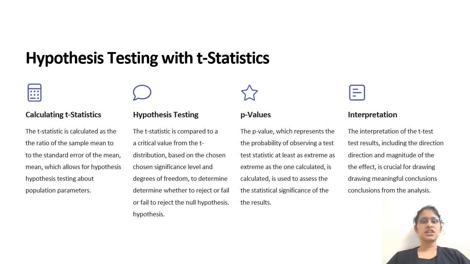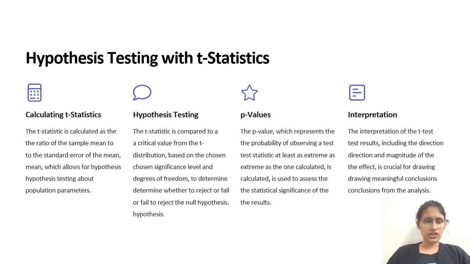Hypothesis testing with t-statistics. Calculating the t-statistic. The t-statistic is calculated as the ratio of the sample mean to the standard error of the mean, which allows hypothesis testing about the population parameters. Hypothesis testing. The t-statistic is compared to a critical value from the t-distribution based on the chosen significance level and degrees of freedom to determine whether to reject or fail to reject the null hypothesis.